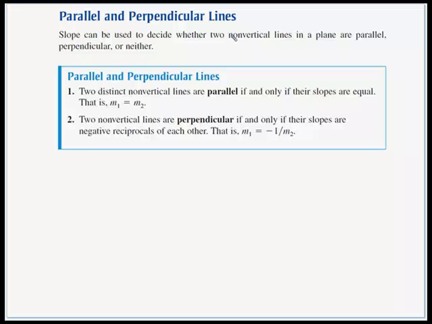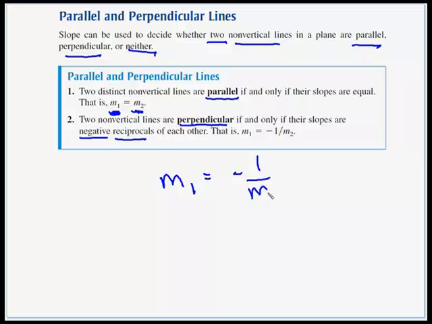Slope can be used to determine whether two non-vertical lines in a plane are parallel or perpendicular or neither. So two distinct non-vertical lines are parallel if and only if their slopes are equal. That is, if the slope of one is equal to the slope of the other, then the lines are parallel. Two non-vertical lines are perpendicular if and only if their slopes are negative reciprocals of each other. So it says m sub 1 equals negative 1 over m sub 2.